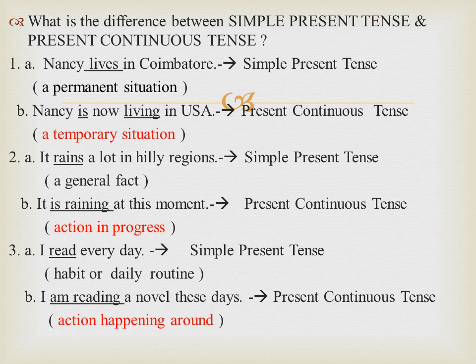So, use simple present tense. I am reading a novel is a present continuous tense where action is happening around the time of speaking but not necessarily at this exact moment. The meaning of the sentence is, I started reading the book but I haven't yet finished. I hope you have understood the difference between simple present tense and present continuous tense.